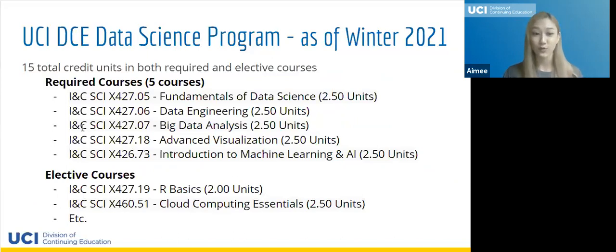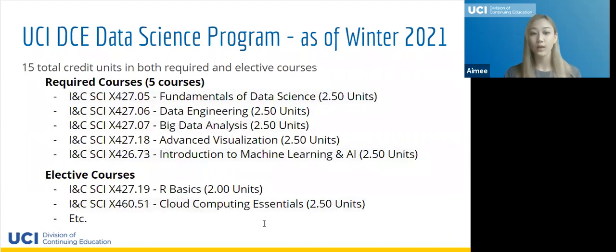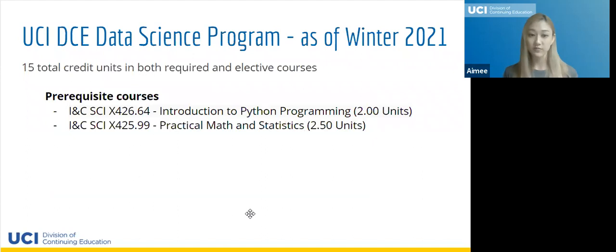Now, going back to our data science program, as I mentioned, it's a total of 15 credit units in both required and elective courses. With our new program, you may have noticed the prerequisites that we have at the top. In order to really hone in and focus on what is important and what is being used in the data science program, we've created the 5 required courses to ensure that all the students who complete the data science program are really touching on all of the key concepts that are required and expected of working data science professionals today. And in order to complete these processes, we expect all students in the data science certificate program to have the fundamental and background knowledge in introduction to Python programming and practical math and statistics.